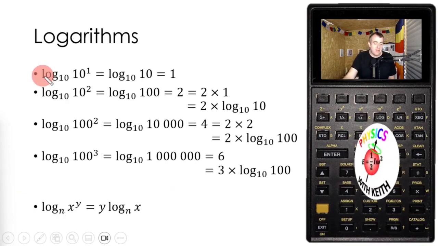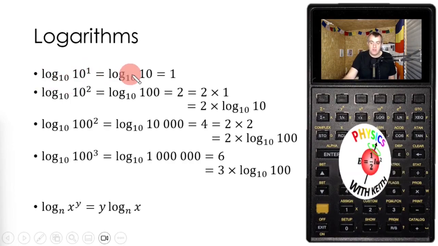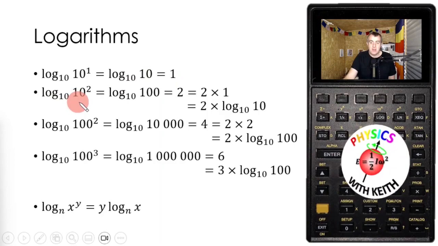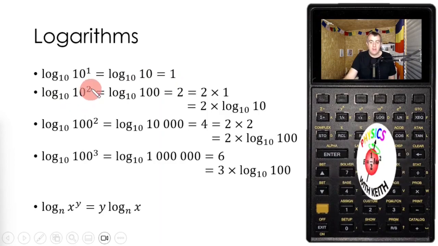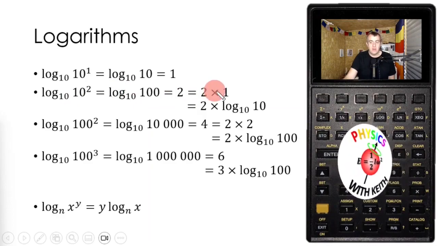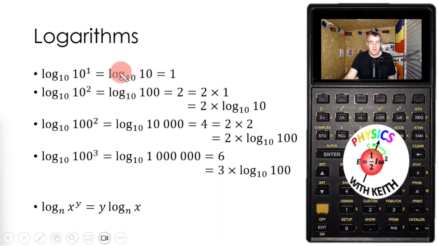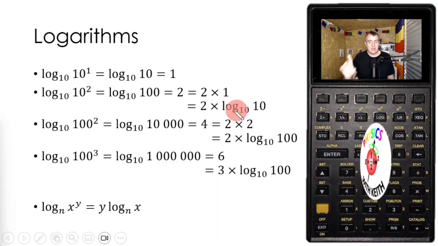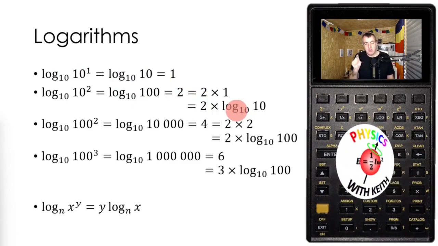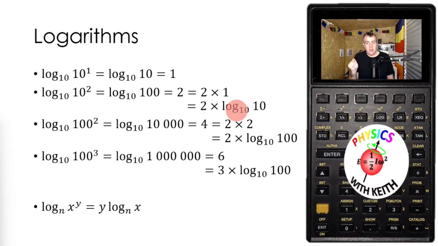Log to the base 10 of 10 to the power of 1. That's just log with a base 10 of 10, which is 1. Log with base 10 of 10 to the 2 is going to be log of base 10 of 100, which is 2, which is actually also 2 times log of the base 10 of 10. You can see that from the first line. That's interesting. Hang on a minute, that's interesting. Log with a base 10 of 10 to the power of 2 is the same as 2 times log with the base 10 of 10.